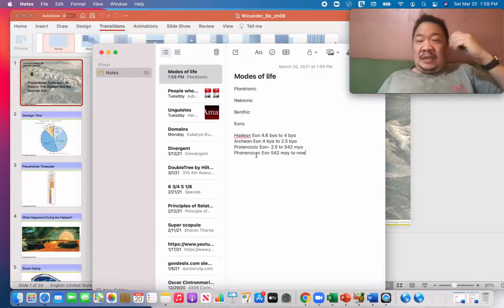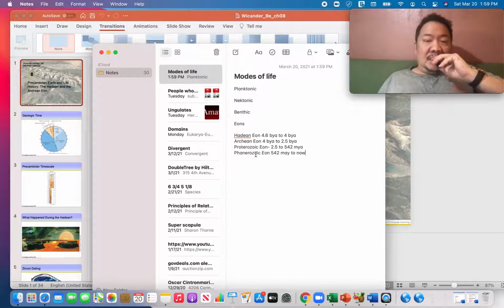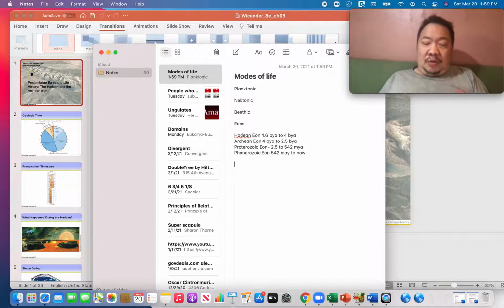Okay, now this is historical geology. So we're going to begin our study of Earth history with the first eon of geologic time called the Hadean. The other thing you need to know is, what does this word mean, Precambrian? Precambrian means anything before the Phanerozoic Eon. In other words, anything from 4.6 billion years ago up to 542 million years ago.